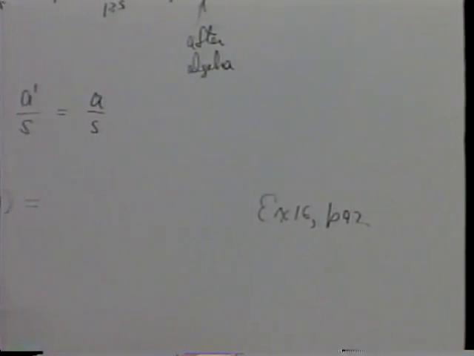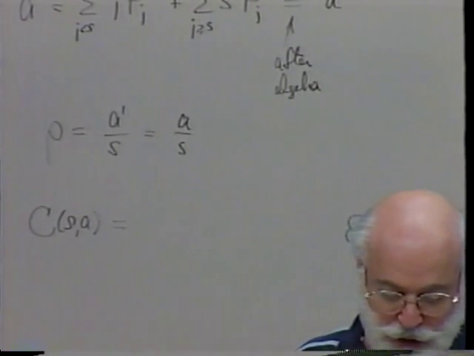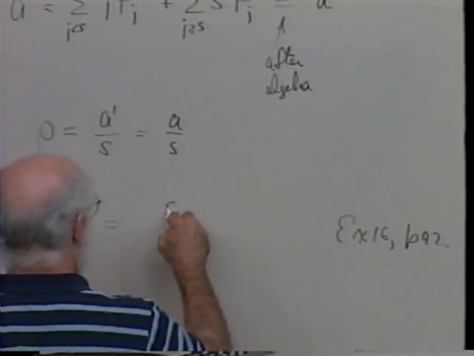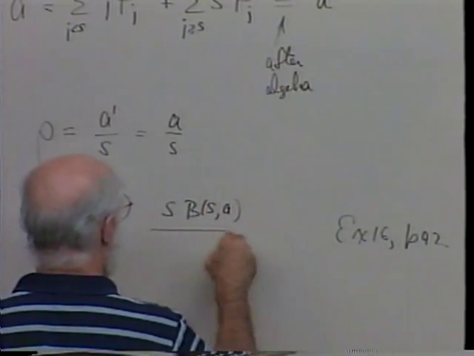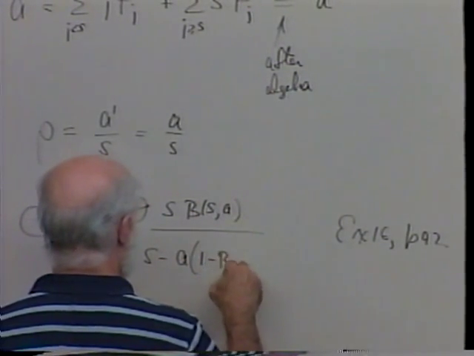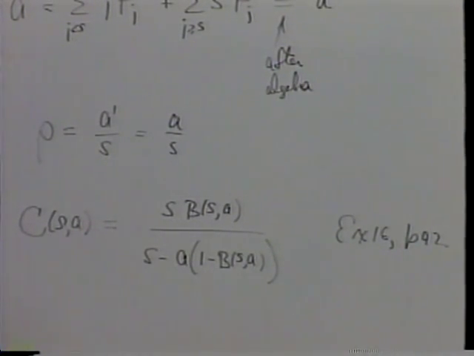And the exercise is only algebra. That is, I'll just write down the answer on the right-hand side, and the way you prove it is by substitution and cancellation. So the Erlang C is equal to S times the Erlang B divided by S minus A times 1 minus B of S and A. So that's really very nice.